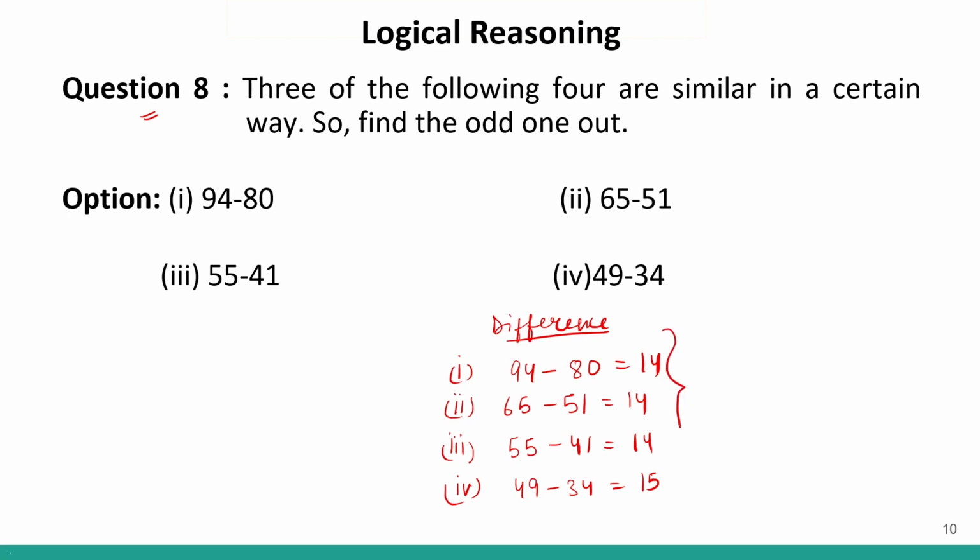So, for the first 3 options, the difference was the same. But for option number 4, the difference is not the same. Therefore, option number 4, 49 and 34 will be the correct answer to this question. Clear?